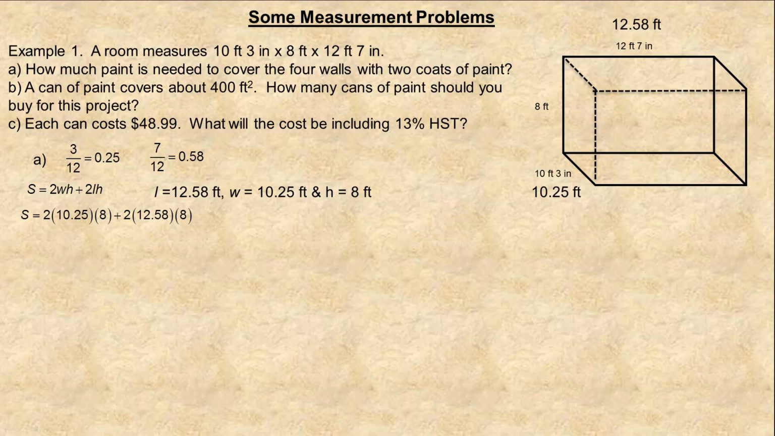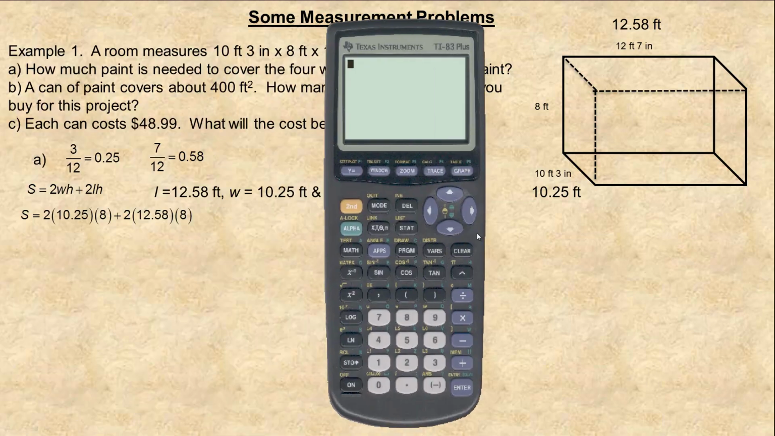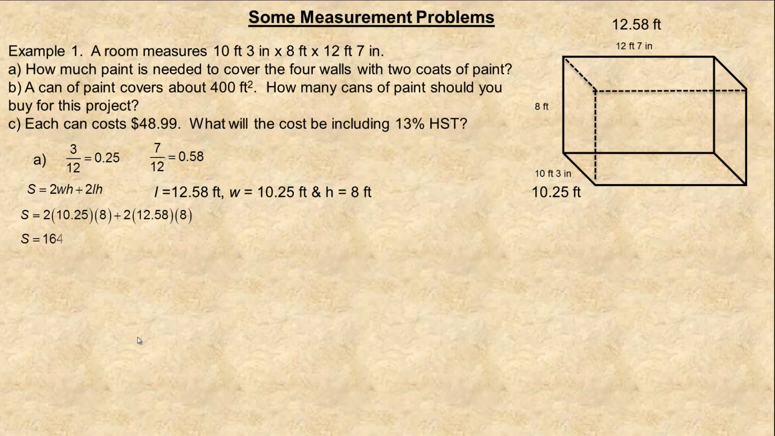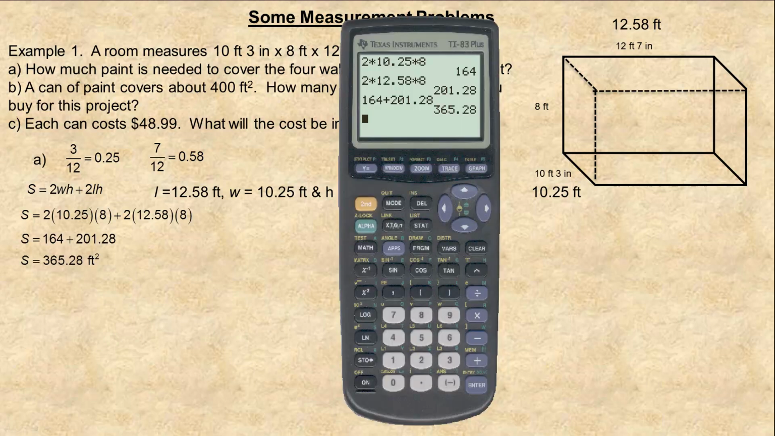And so let's bring the calculator back here. So at the beginning here we have 2 times 10.25 times 8. So that's going to be 164. And then 2 times the 12.58 times the 8 on the end. So that's 201.28. And then we'll add those together, 164 plus 201.28. And so that is the area of the 4 walls. So there's the calculations I had here.